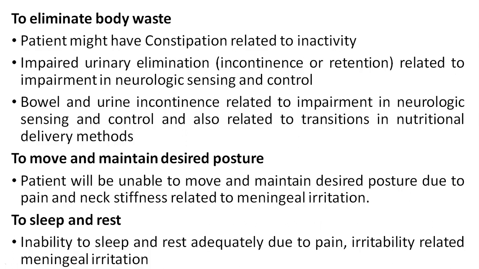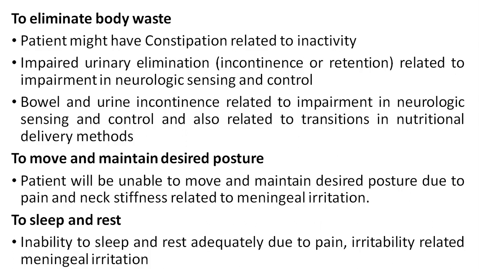The patient may have impaired urinary elimination, so they may have incontinence or retention of urine. This may be related to impairment in neurologic sensing and control, because if parts of the brain that are responsible for maintaining voluntary bladder control are affected by the meningitis, then your patient might have incontinence. Okay. Bowel and urine incontinence, of course, will be related to impairment in neurological sensing and control, and it may also be related to transitions in nutritional delivery methods, where we're giving this diet that is very fluid and low in fiber. Our patient may end up with constipation.